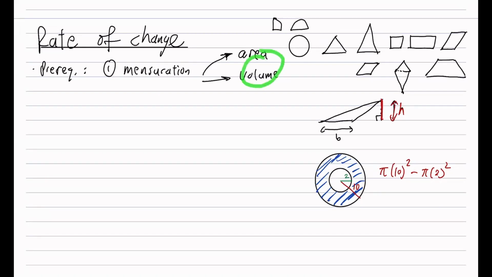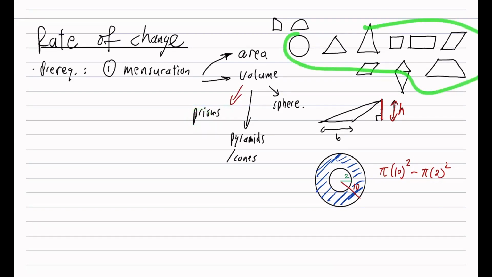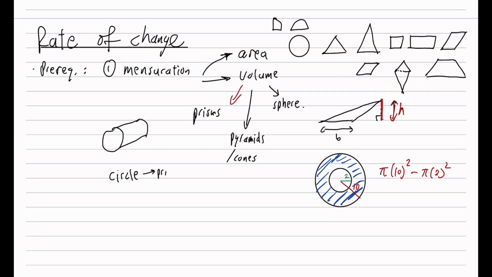Then for volume, you need to remember prisms, pyramids, cones, and then sphere. That's it. Only 3 things. Basically, for prisms, you take every shape that you know, but you make it 3D. You understand what I'm saying? Like a circle, then you extend it a height. So now it becomes a Pringle. Circle becomes Pringle can. Then you just need to multiply by extra depth or height.